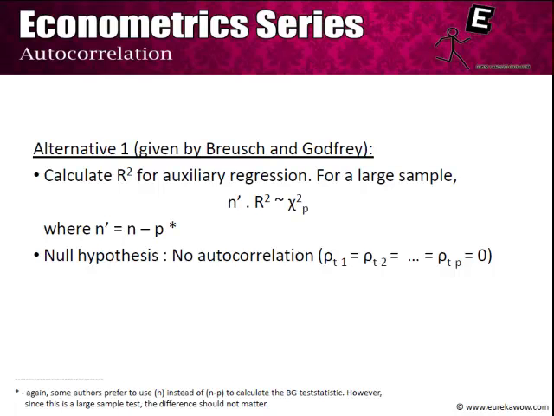The null hypothesis is that there is no autocorrelation, that is rho t minus 1 is equal to rho t minus 2 is equal to 0. Now given that it follows a chi-square distribution with p degrees of freedom, we can test whether n prime into r square is significantly different from 0 or not. Once we establish that it is significantly different from 0, we can reject the null hypothesis, and hence we can conclude that there is evidence of autocorrelation.